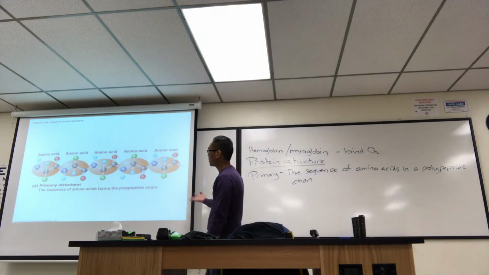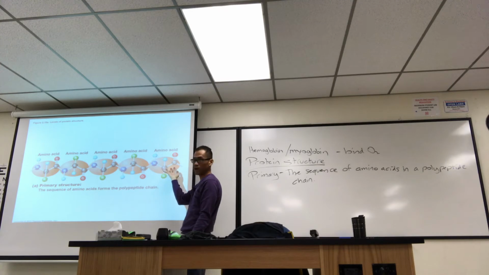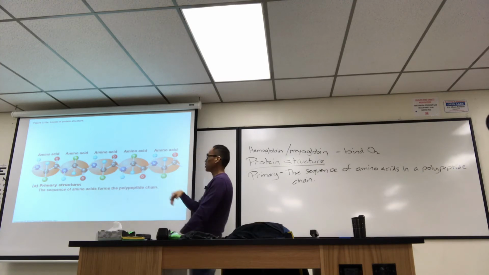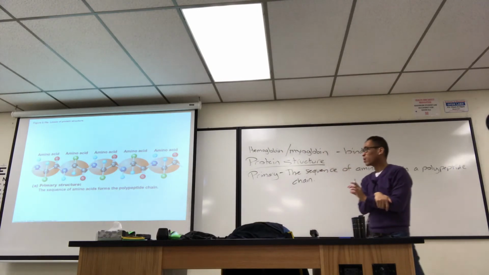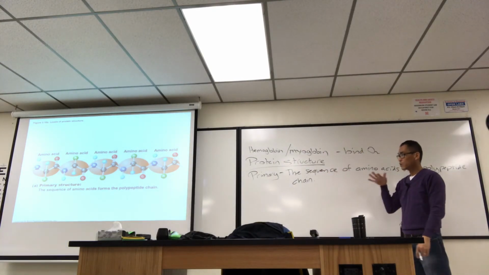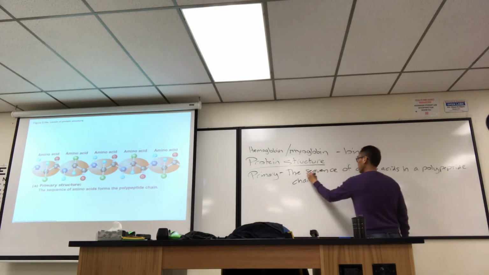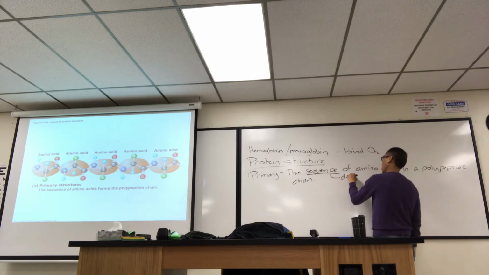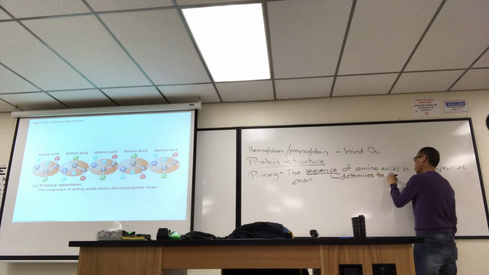And they don't even give specific examples. They just say amino acid, but there's 20 different ones, right? And they're just in some order. Now that order is really important because the sequence will determine the folding. Okay? And that determines the structure and the function of the whole thing. The sequence determines the folding.